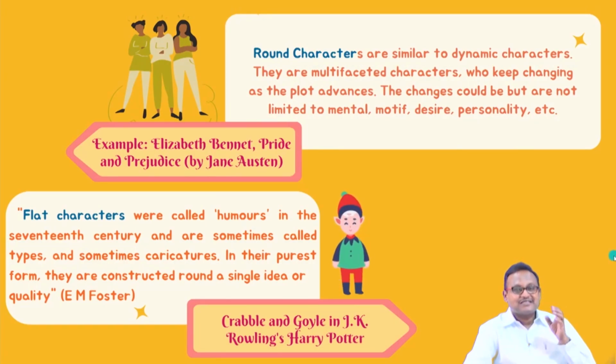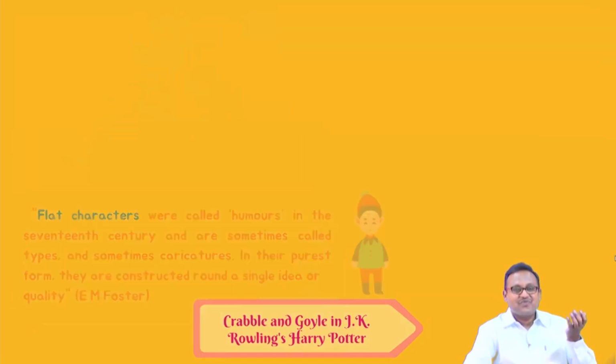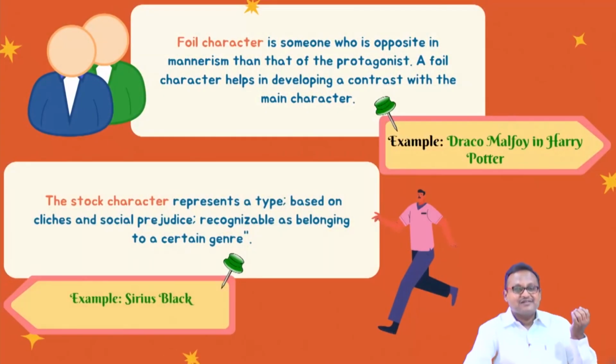And flat characters, as I said, do not change much, especially if you think of Crabbe and Goyle, the so called idiotic friends of Draco Malfoy, who can be called in a sense an antagonist, not a main antagonist in the novel though. So, Draco Malfoy's friends are called flat characters. So, we have very many other character types like that.